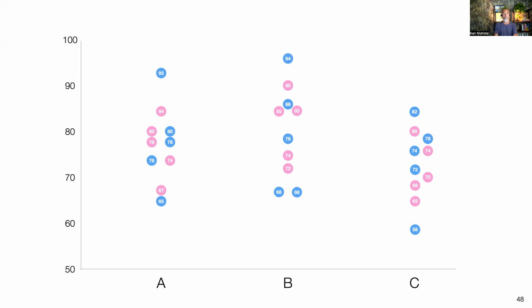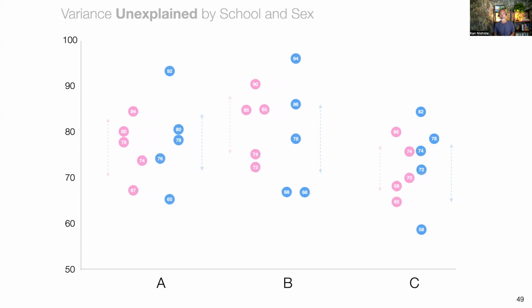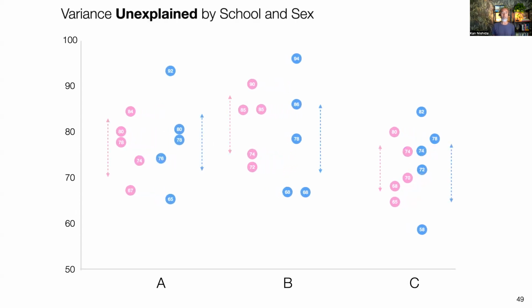In that case, if we get the variance in each group, now with 6 groups, meaning the variance unexplained by school and sex.